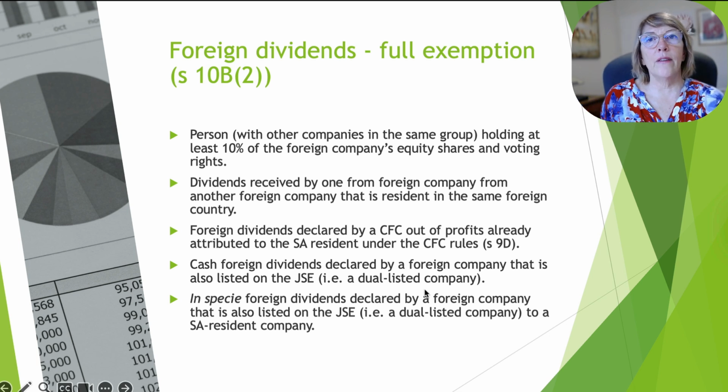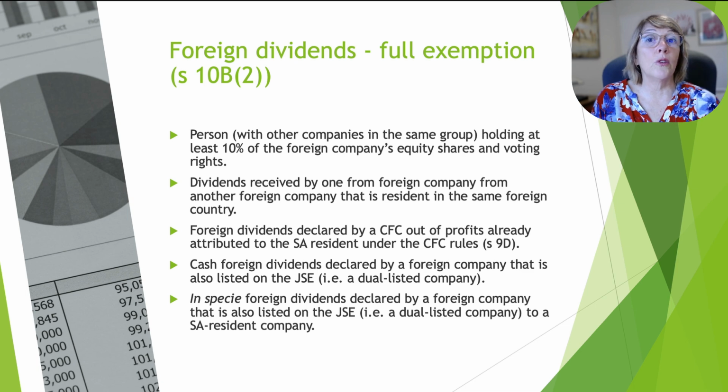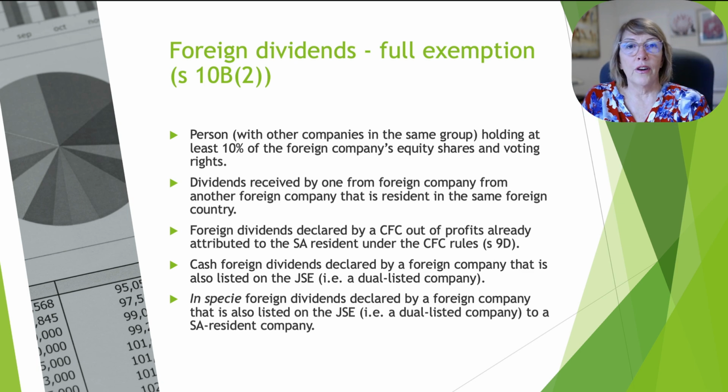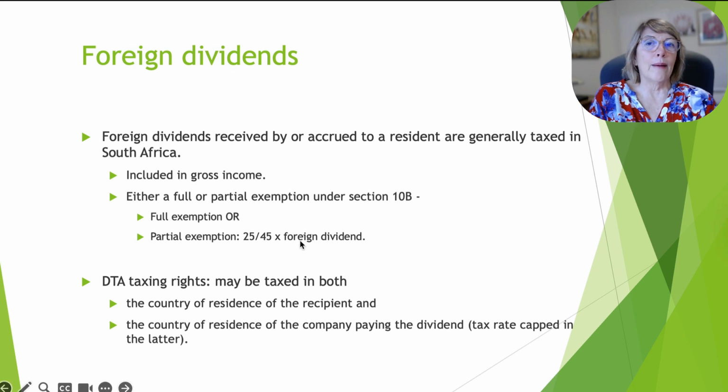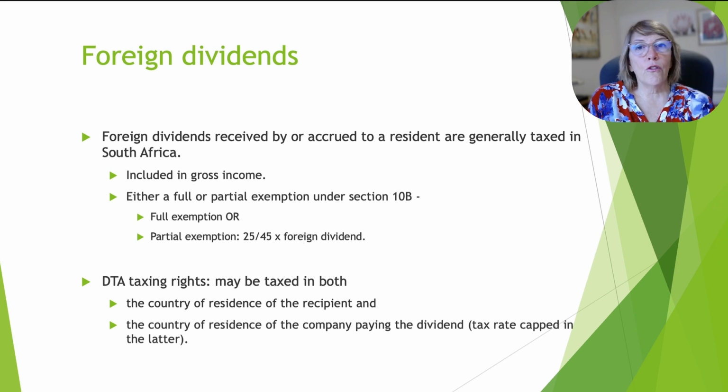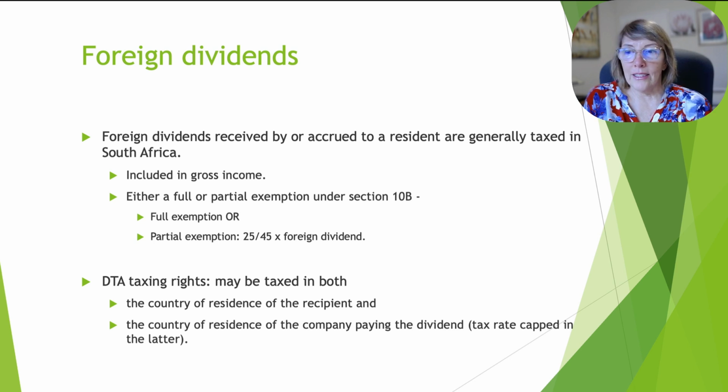So as a South African investor, in those circumstances, that's typically where you'd see that you'd get a full exemption for your foreign dividend. Now, remember that we said if you don't get a full exemption, then your dividend is going to be subject to the partial exemption. But I guess we should first have spoken about the DTA taxing rights, because before you're going to bring that dividend into your gross income, you do need to look in terms of the double tax agreement where that dividend would be taxed, all right?